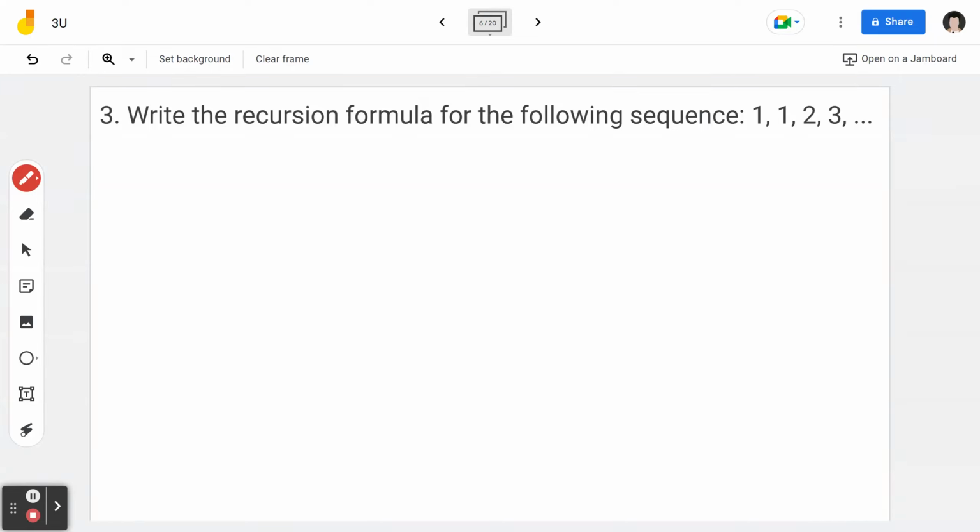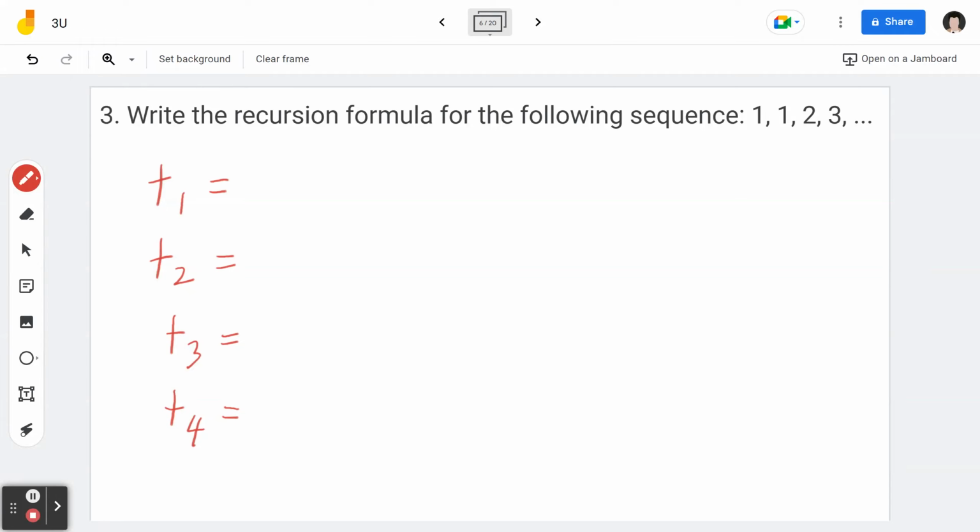Example 3. Write the recursion formula for the following sequence: 1, 1, 2, and 3. So again, you want to write it like this. These are the questions where you want to practice a lot, not just in this video, but also from your textbook and your homework and your handouts and so on.